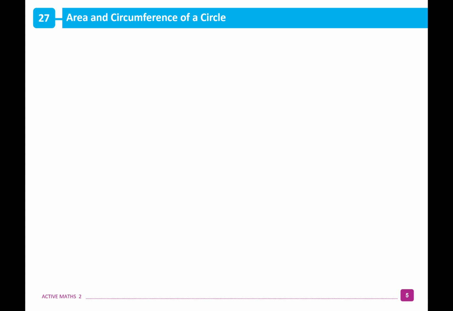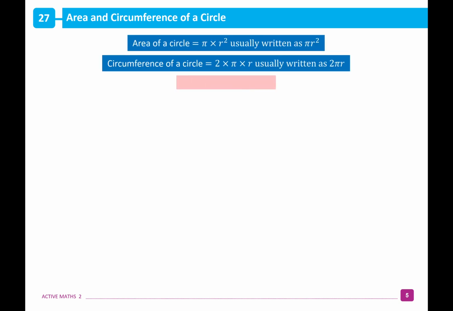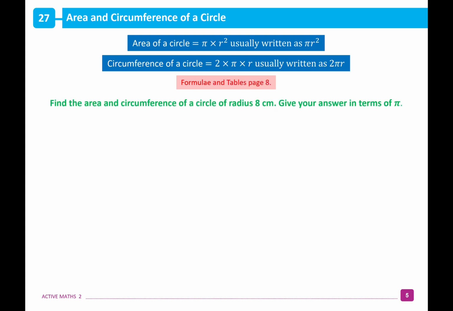Okay, let's look at a few example questions. Find the area and circumference of a circle of radius 8 centimeters and give your answer in terms of pi. Whenever we are solving for the area of a shape, the first thing we do is write down our formula for that area. In our case, the area of a circle is equal to pi times r squared.